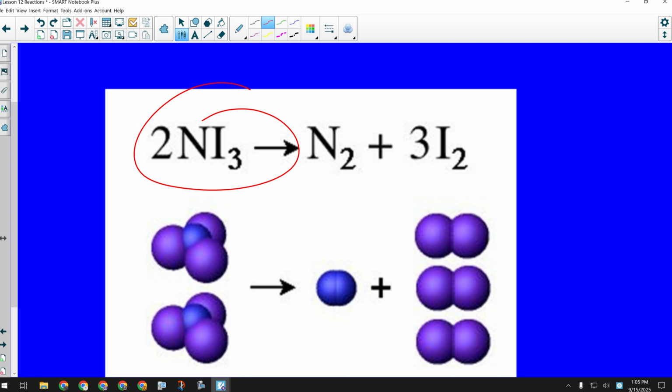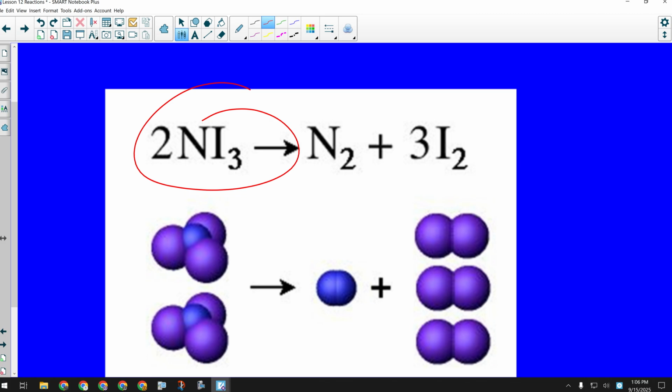Why would you put it as 2I3? Iodine doesn't go together as 3s. You're right, the number would be the same. It would still be 6 iodine atoms. The number would be right. But iodine is one of the 7 that comes as a 2. Yeah, it's a good question. Okay, everybody okay with that one?